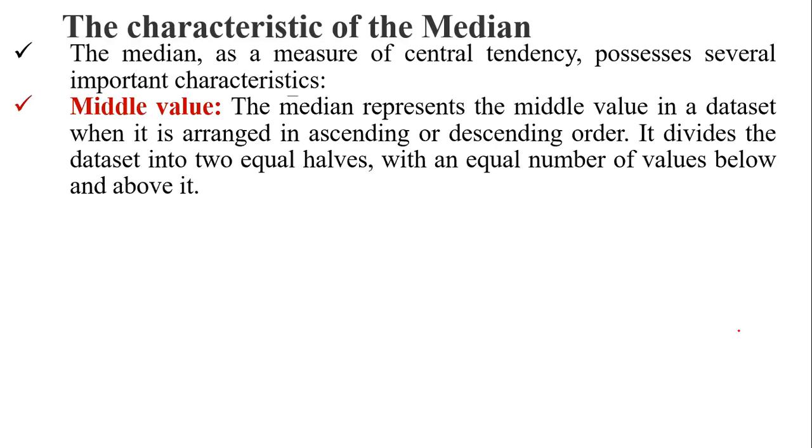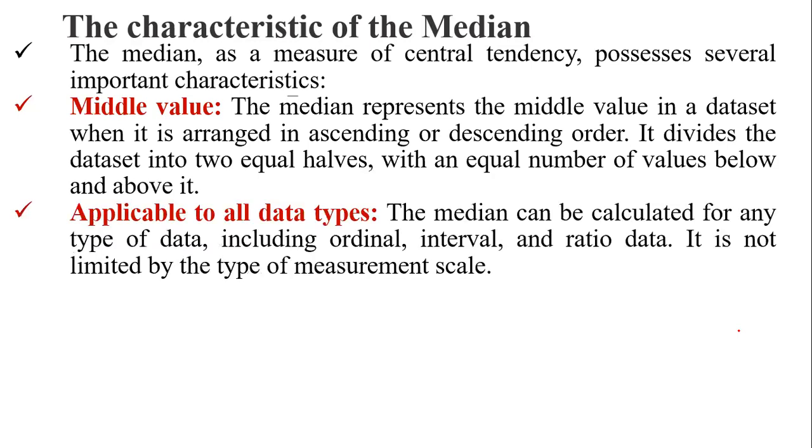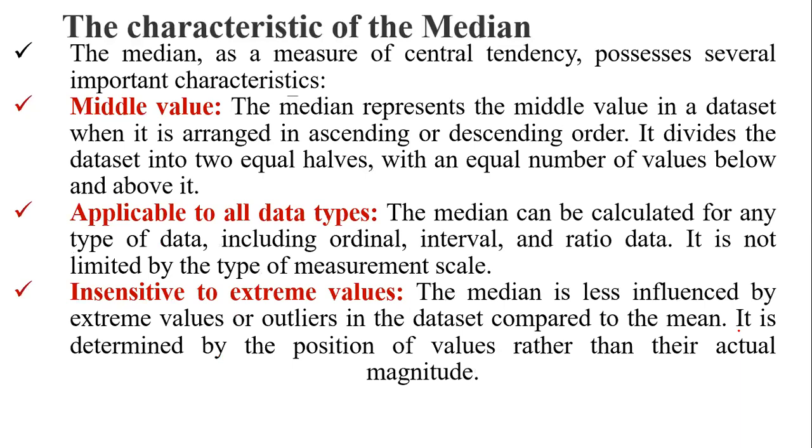It is the middle value of the data, and it divides the data set into 2 equal halves with an equal number of values below and above it. Also, it's applicable to all data types. Median can be calculated for any data type, which includes ordinal, interval, and ratio data. It's not limited by the type of measurement scale. It is insensitive to extreme values. It is not affected by extreme values. The median is less influenced by extreme values or outliers in the data set compared to the mean. It is determined by the position of value rather than the actual magnitude.